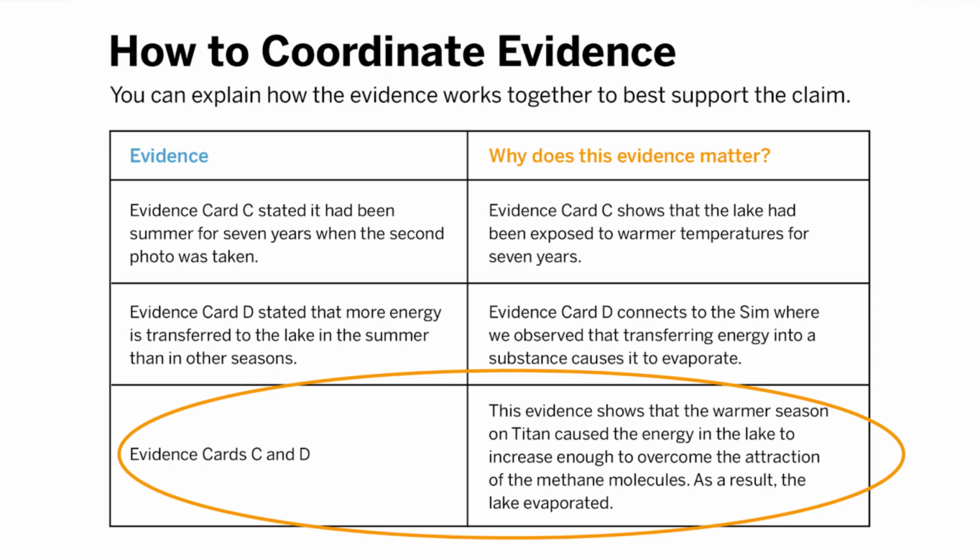Here is how to coordinate evidence. You can explain how the evidence works together to best support the claim. This connecting statement is more convincing than the individual reasoning statements. Thinking about how evidence can work together to best support a claim is also an important part of the reasoning process. Notice in the circle, evidence cards C and D. This evidence shows that the warmer season on Titan caused the energy in the lake to increase enough to overcome the attraction of the methane molecules. As a result, the lake evaporated.